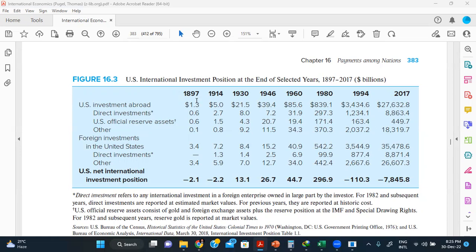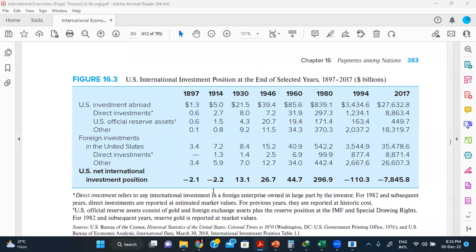You see the figures for 1897, 1914, these years. What do we see? The US net international investment position is negative. What does it mean? Was the US a net creditor or net debtor during this time? Remember, credit means that the US is investing abroad, and debit means the US is taking investment from foreign countries, or foreigners are investing in the US. So the US was a net debtor.